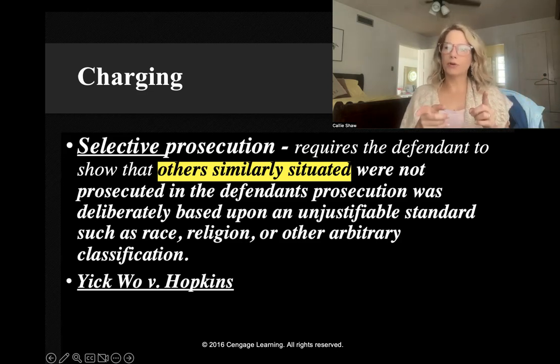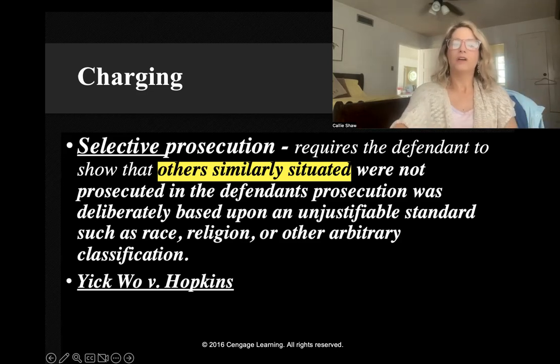But the only people that they were going after with this tax were the Chinese immigrants. They weren't going after the white business owners who literally had the same circumstances. So that reached all the way to the Supreme Court, and the Supreme Court said, look, you can't selectively punish people who did the same thing, right? Based on their ethnicity, their race, so on and so forth. So again, that's a limit on prosecutorial power, but proving it is extremely hard.